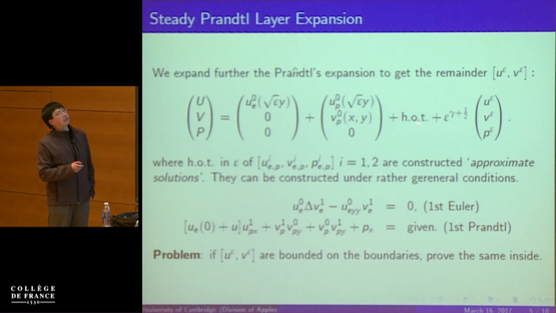So now actually you can keep on going. You can fill in more of the so-called Prandtl layer expansion. So this is more or less a zeroth order in epsilon expansion. Now you can go on to first order, and then second order, and third order. You can go on forever.